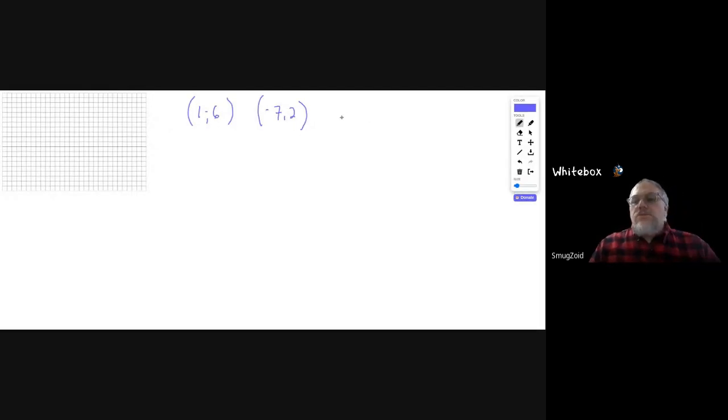First thing I do is use the slope formula. Slope formula is y2 minus y1 over x2 minus x1. Now you be very careful about the negatives. That's where people go wrong. But remember, this is the first set, that's the second set. So this is x1, this is y1, this is x2, this is y2, okay?